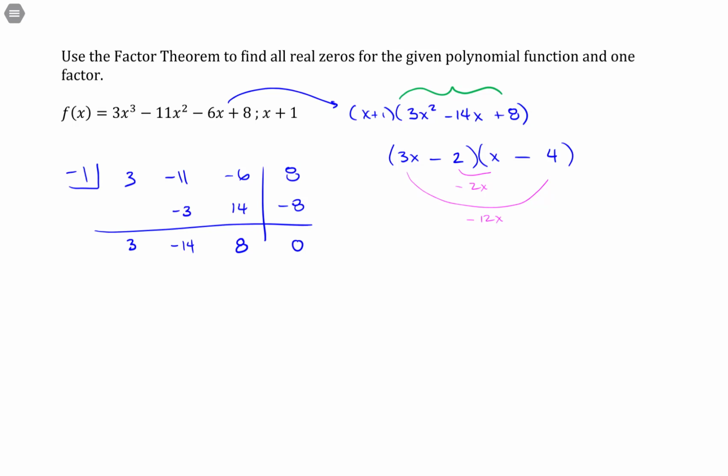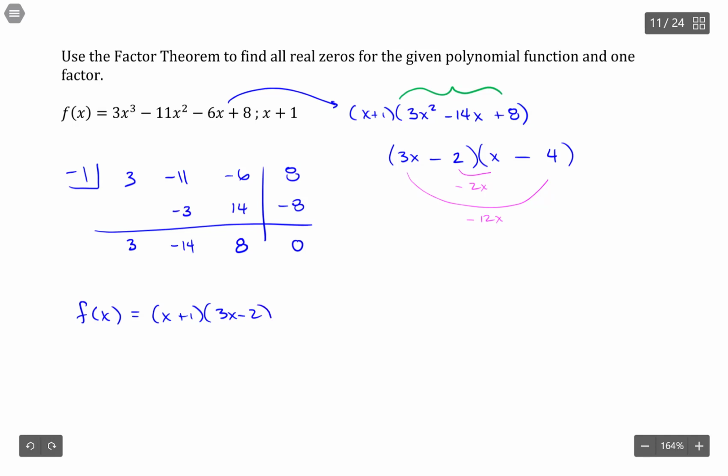So the factored polynomial is x plus 1 times 3x minus 2 times x minus 4, and the zeros, which is what was asked here, are the zeros of these factors, which would be negative 1. When you set 3x minus 2 equal to 0, you'll probably get better at doing this in your head, but this will be 2/3 and 4.